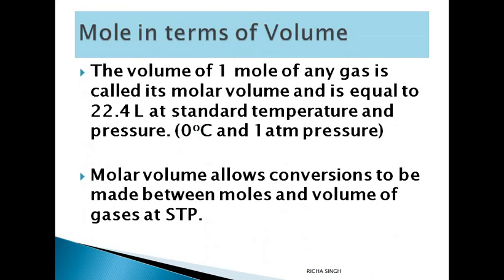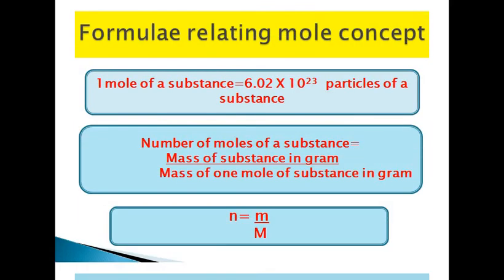What happens if mole is asked in terms of volume? It says that it is equal to 22.4 liters at STP. STP is standard temperature and pressure, that is temperature 0 degrees Celsius and pressure of 1 atmosphere. We use this because molar volume allows the conversion to be made between moles and volume. Suppose moles are given and volume is unknown, then you can easily calculate the unknown value from there.